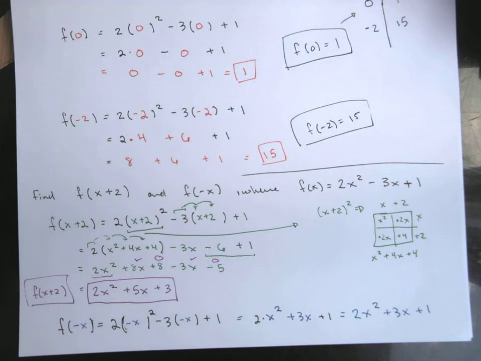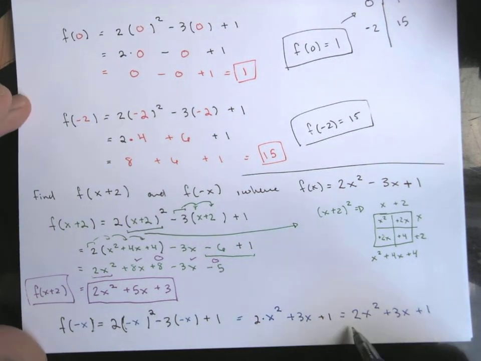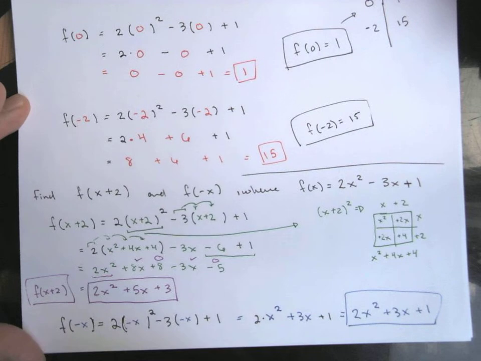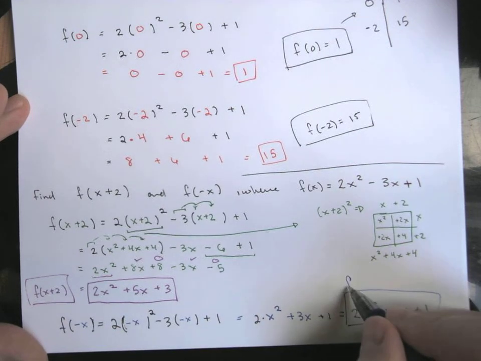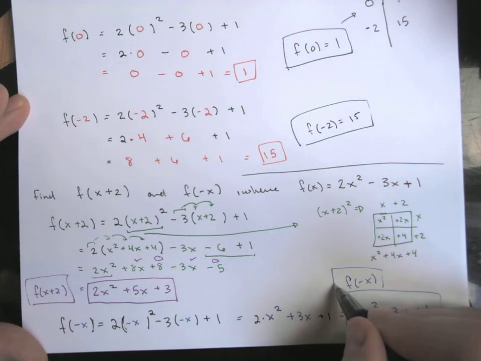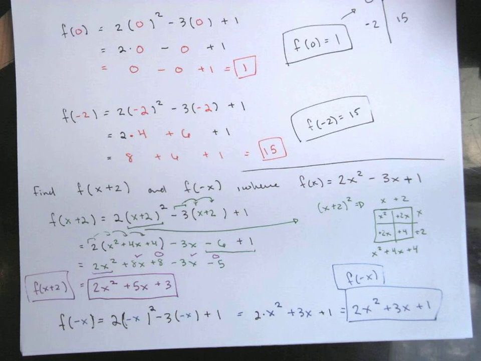And so that's our result. That's the end of it. So that was f of negative x. And that's the plan.